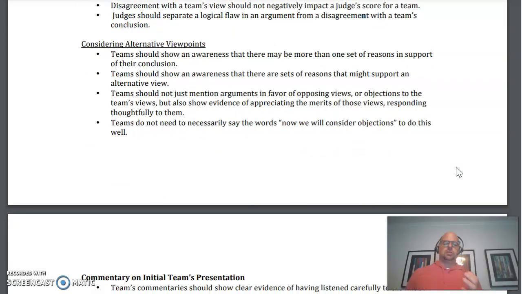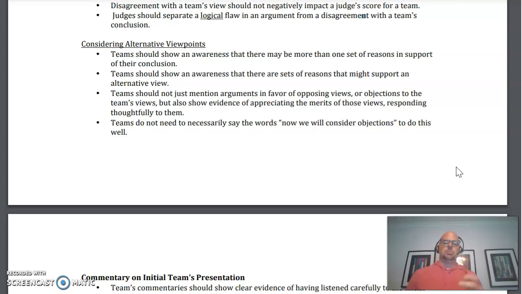Perhaps the hardest category for teams in their initial presentations is the consideration of alternative viewpoints. So it's important to keep a couple of things in mind. First, the team should show an awareness that there may be more than one set of reasons in support of their conclusion. So this is important to note. So it's not only that teams might consider views that someone who might disagree with them would offer, but also that they might arrive at their conclusion in a couple of different ways. But of course, teams should also show an awareness that there are a set of reasons that might support an alternative view. And this is particularly the part of this category that should be highlighted in scoring.